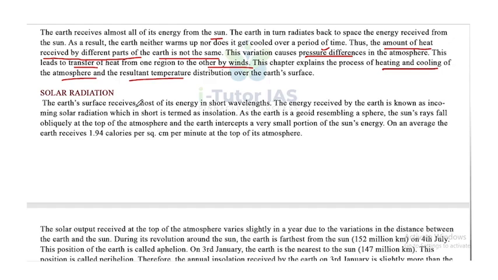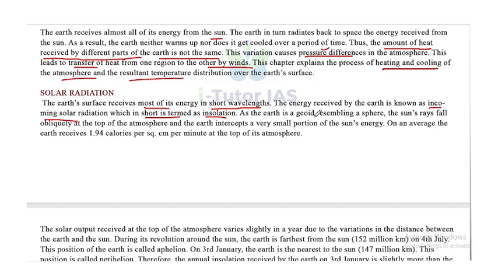The Earth's surface receives most of its energy in short wavelengths. The energy received by the Earth is known as incoming solar radiation, which in short is termed insolation. So the Earth receives most of its energy from the incoming solar radiation, that is called insolation.